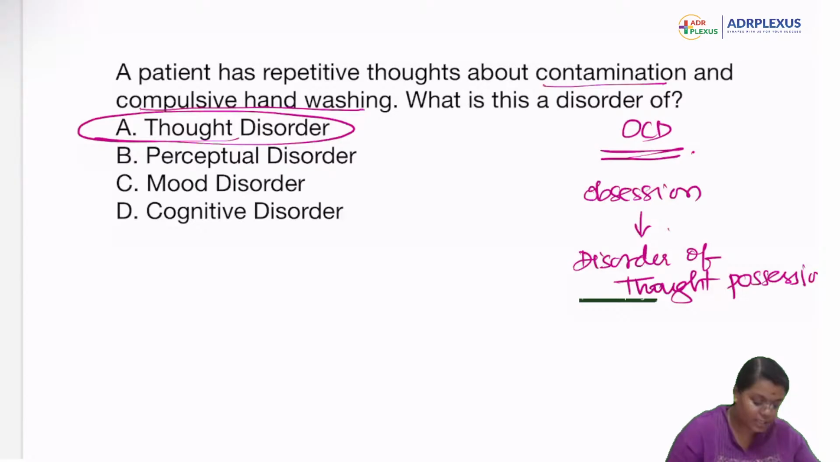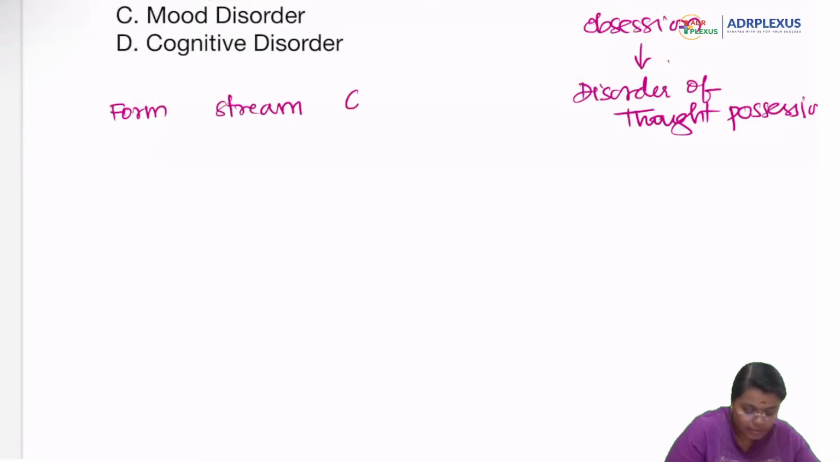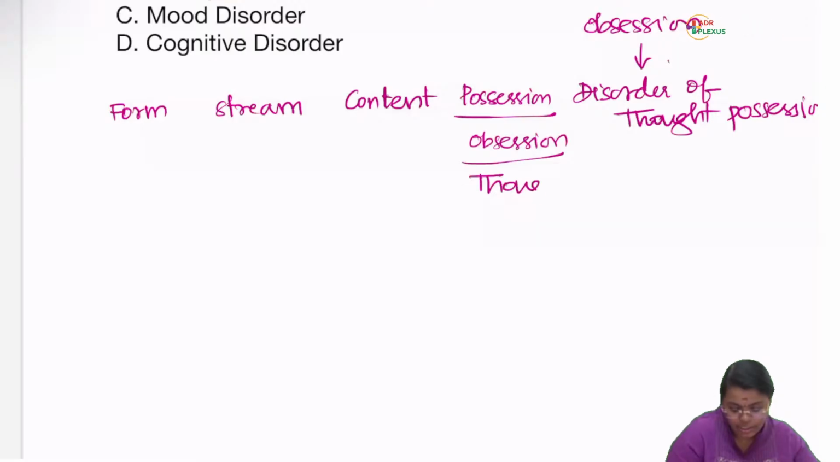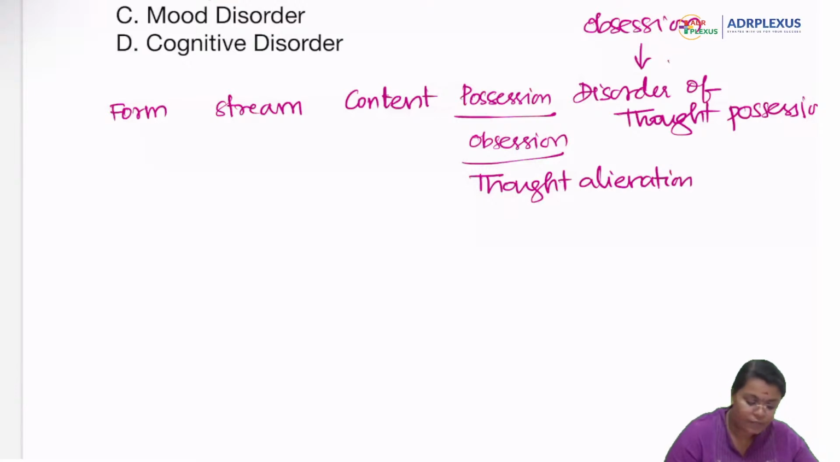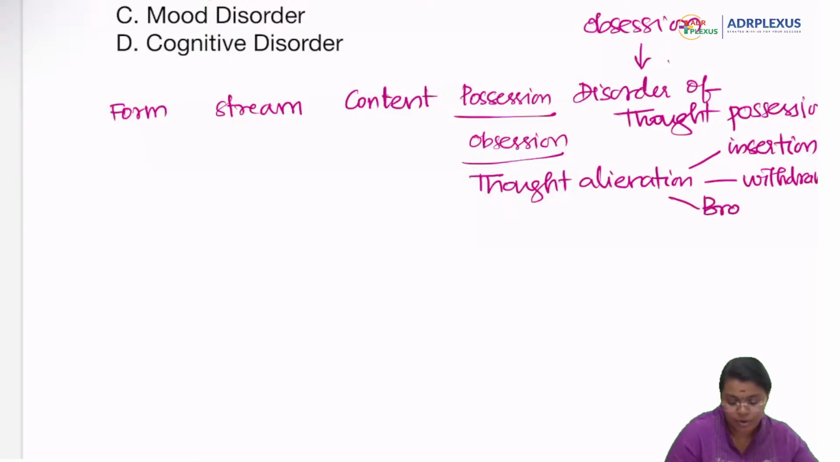So thought disorders generally, let's have a quick recap. Disorders of form, stream, content, and possession. In possession, you have obsession and thought alienation. In thought alienation, you feel like somebody else is controlling your own thoughts. So there is thought insertion, thought withdrawal, and thought broadcasting.